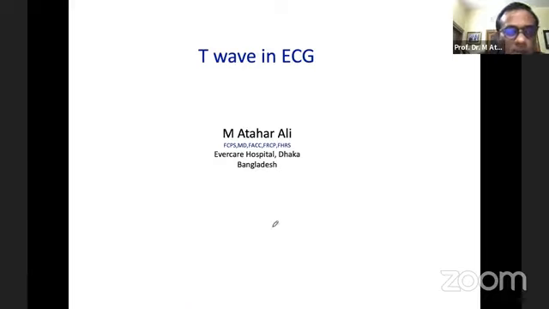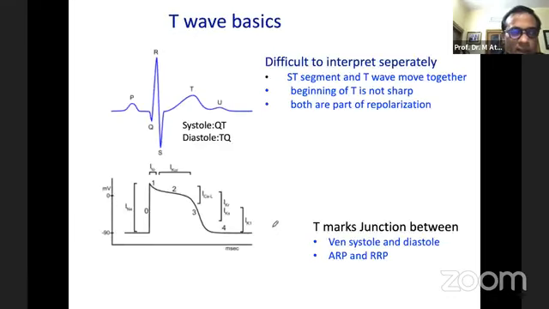So, the T wave in ECG. This is my topic of the talk. It is difficult to interpret the T wave separately, because the ST segment and T wave in most of the pathologies move simultaneously.